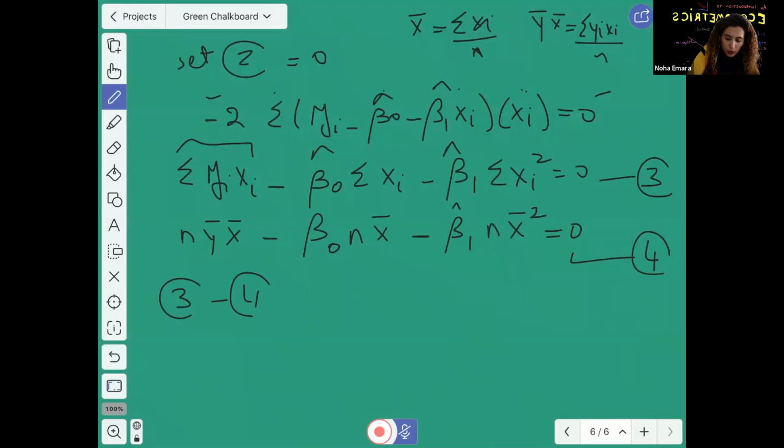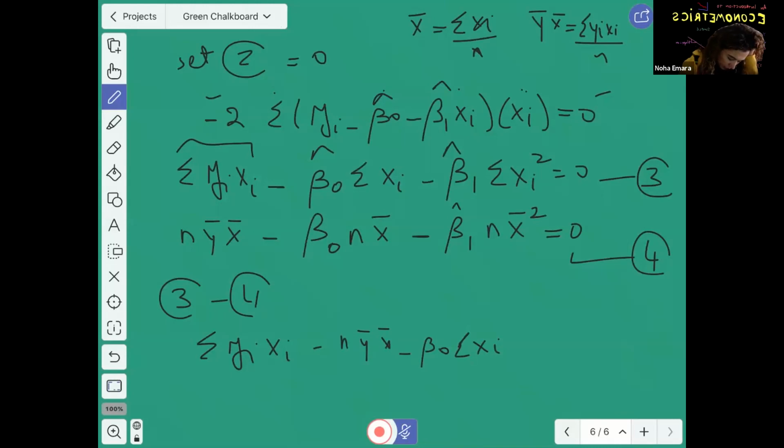So when I get 3 minus 4, I have the sum of yi xi minus n y bar x bar minus beta naught, the sum of xi. I'm sorry, my pen is not as smooth as I wish. I'm trying to charge my Apple Pen and it's not charging. It needs to be charged overnight. So I hope that works.